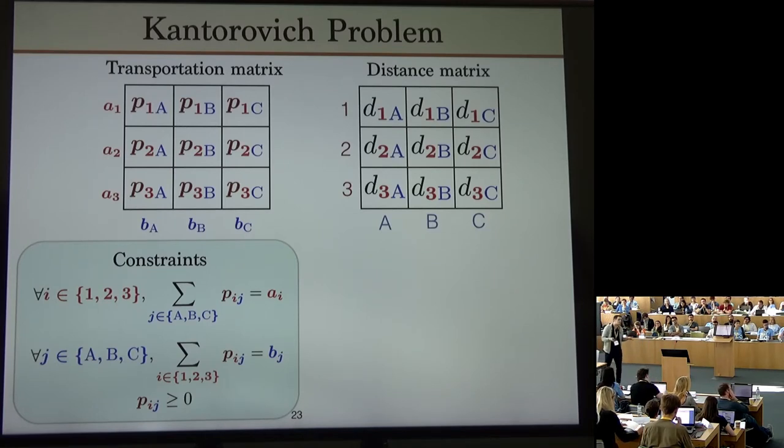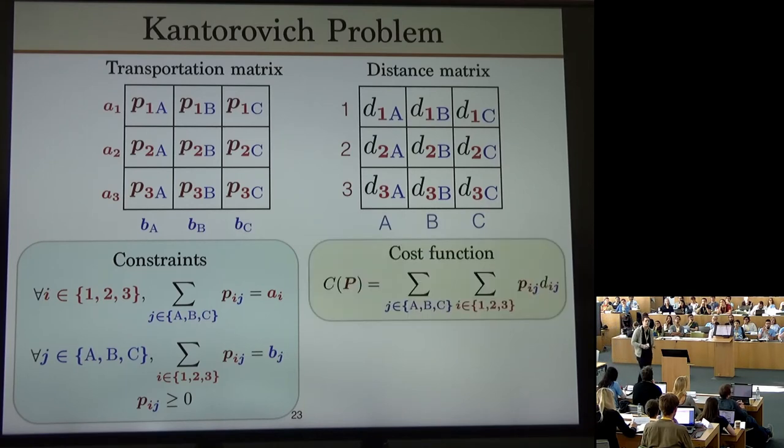And then, of course, there's one very simple constraint that you can think of, which is that all of the elements of this matrix P, of the transportation matrix P, must be non-negative. We cannot borrow soldiers from one barrack that do not exist. Okay? So that's for the constraints.